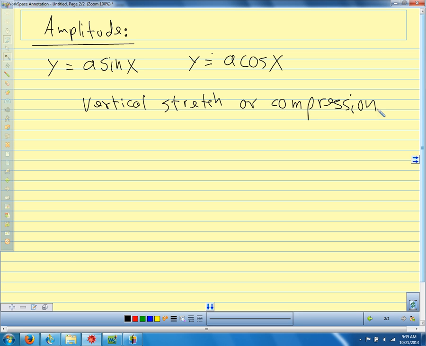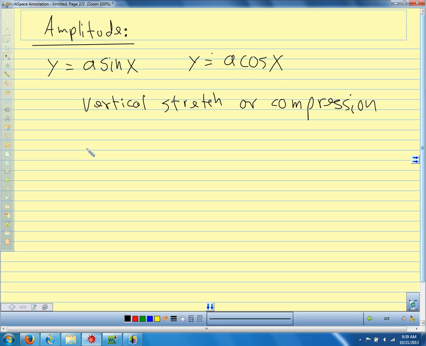And what happened if a were negative? What is it, Andrew? What did you say? If a were negative? Flipped it over the x-axis, right? So this tells us it affects what it does vertically. So we get a vertical stretch or compression. If a is negative, we get it flipped over the x-axis.